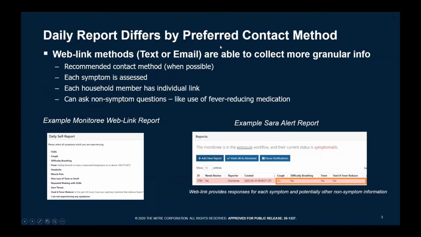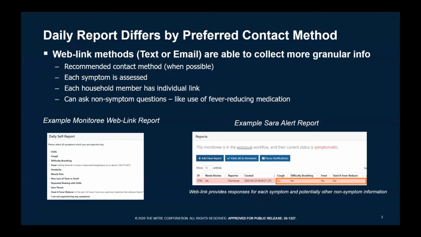So in Sara Alert, the Monitoree daily reports differ depending on how the Monitoree is interacting with the system. And there are 4 different ways that Monitorees interact. They can choose to report via an emailed web link. The Monitoree will receive an email with a daily symptom report and respond that way every day. They'll check off from a list of symptoms, as you can see here in the bottom left, and they'll click submit and report in that way.